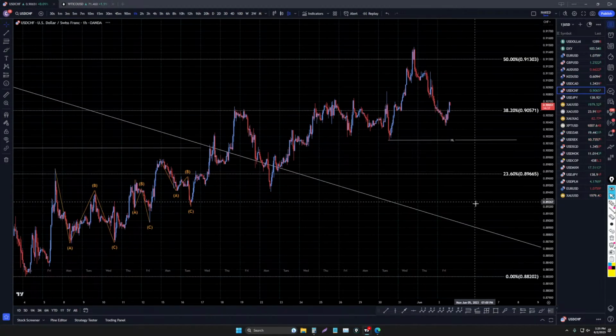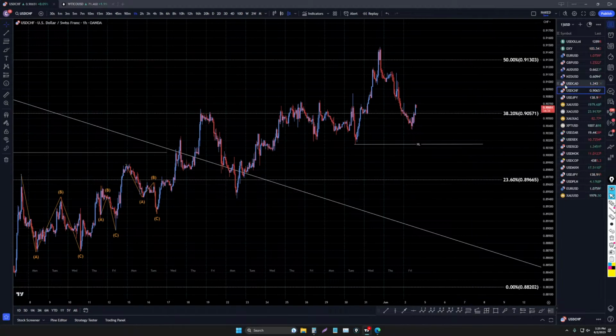US dollar Swiss is actually one of the ones that has not broken structure yet. So it never did break structure to the downside. It is actually going up pretty strong. I think this is more likely to go down also, and I think it's more likely to break structure, maybe even ending a wave 2 correction on the longer time frames.